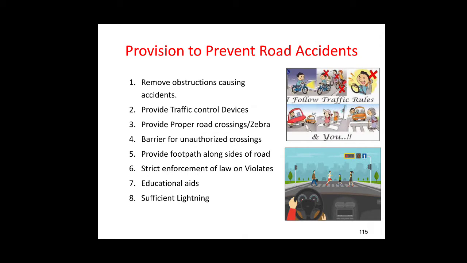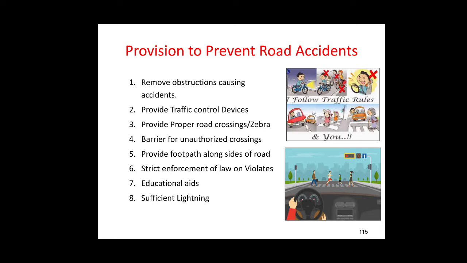The provisions to prevent road accidents. First is to remove the obstructions causing the accidents. The detailed accident study actually helps in order to evaluate the causes of the accidents, that might be certain sorts of obstructions. So these obstructions can be removed.